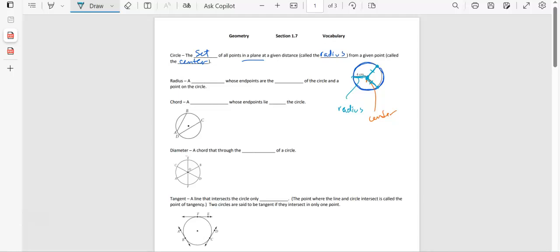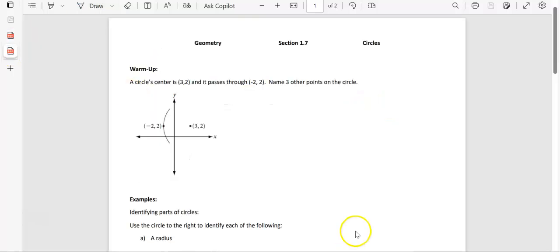So the radius is a segment. A radius is a segment whose endpoints are the center of the circle and a point on the circle. So when we refer to radius, plural form radii with two i's, we're talking about the distance as well as the actual physical segment. So that word radius applies to both things. So now let's toggle to our notes.